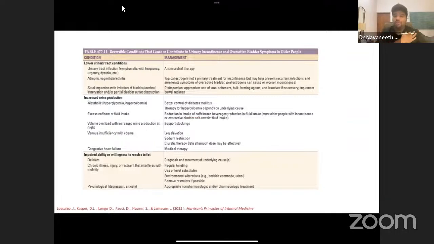Now we come to the topic proper, which is incontinence. Incontinence is an important topic which can be reversible or problematic. So we should know the reversible causes of incontinence, or incontinence that is easily treatable. Harrison puts a nice table where, before going to stress incontinence and urge incontinence, you need to rule out certain important common things. For example, hyperglycemia.